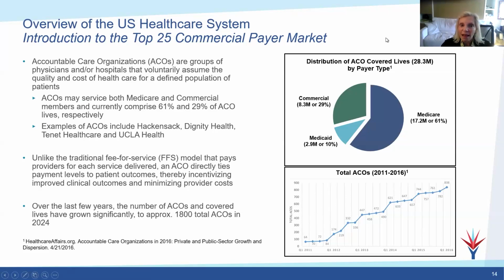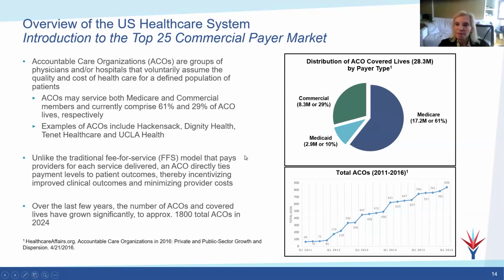One of the ways that the healthcare system is trying to improve patient outcomes and save money is by the use of accountable care organizations. ACOs have been in existence for quite some time now, and this is an old graph, but the reason why I kept this in here is because at the end of 2016, there were about 900 ACOs. As of 2024, there are approximately 1,800. And unlike traditional fee-for-service payment models that pay providers for each service delivered, an ACO directly ties payment levels to patient outcomes, thereby incentivizing improved clinical outcomes and minimizing provider costs.